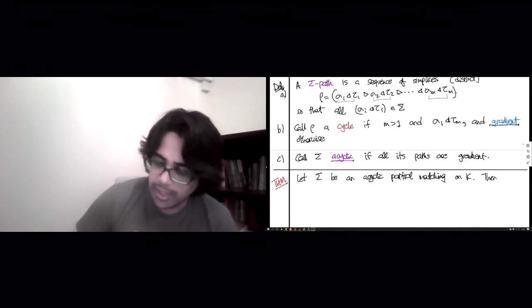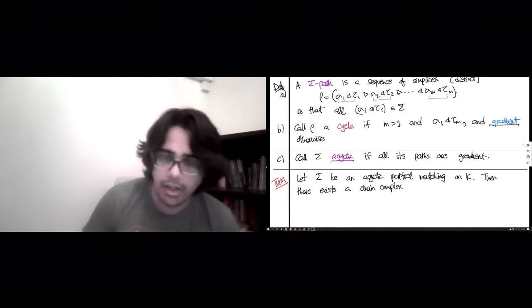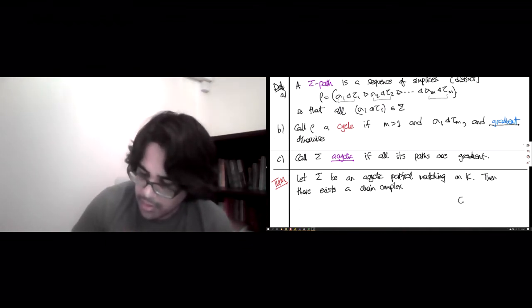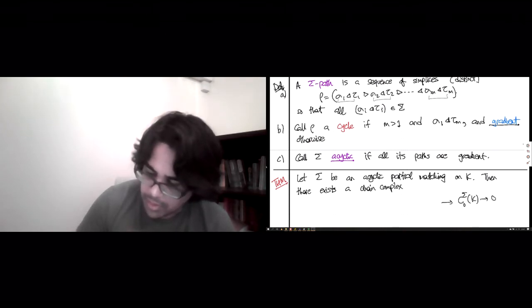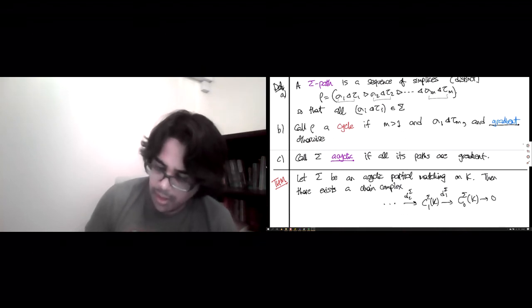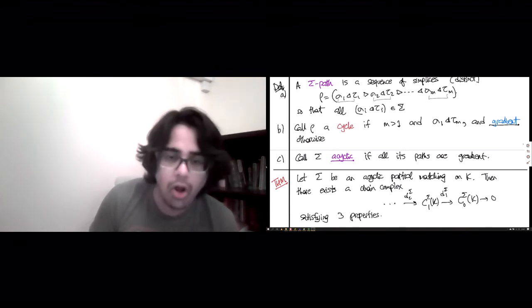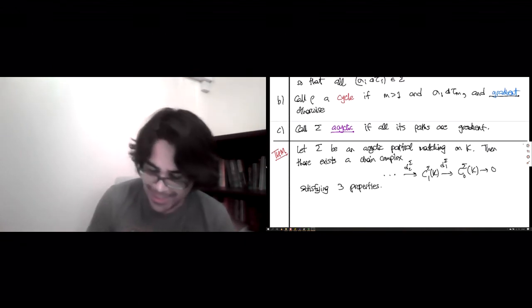And here's the output. Then there exists a chain complex, and I'm going to write it as C sigma K. So there's a 0th term, and then there's the first term, and then this keeps going, satisfying 3 properties. And they're all amazing properties. So let's think about what they are. Here's the first one.